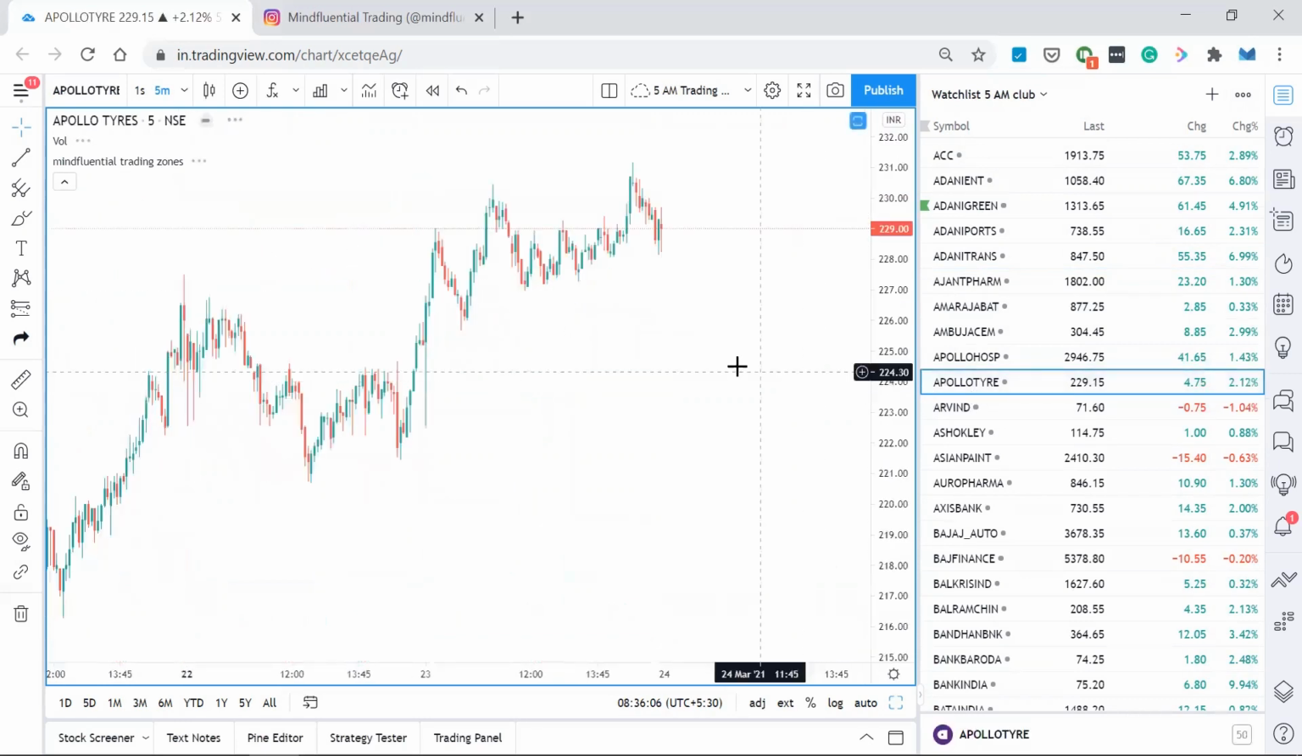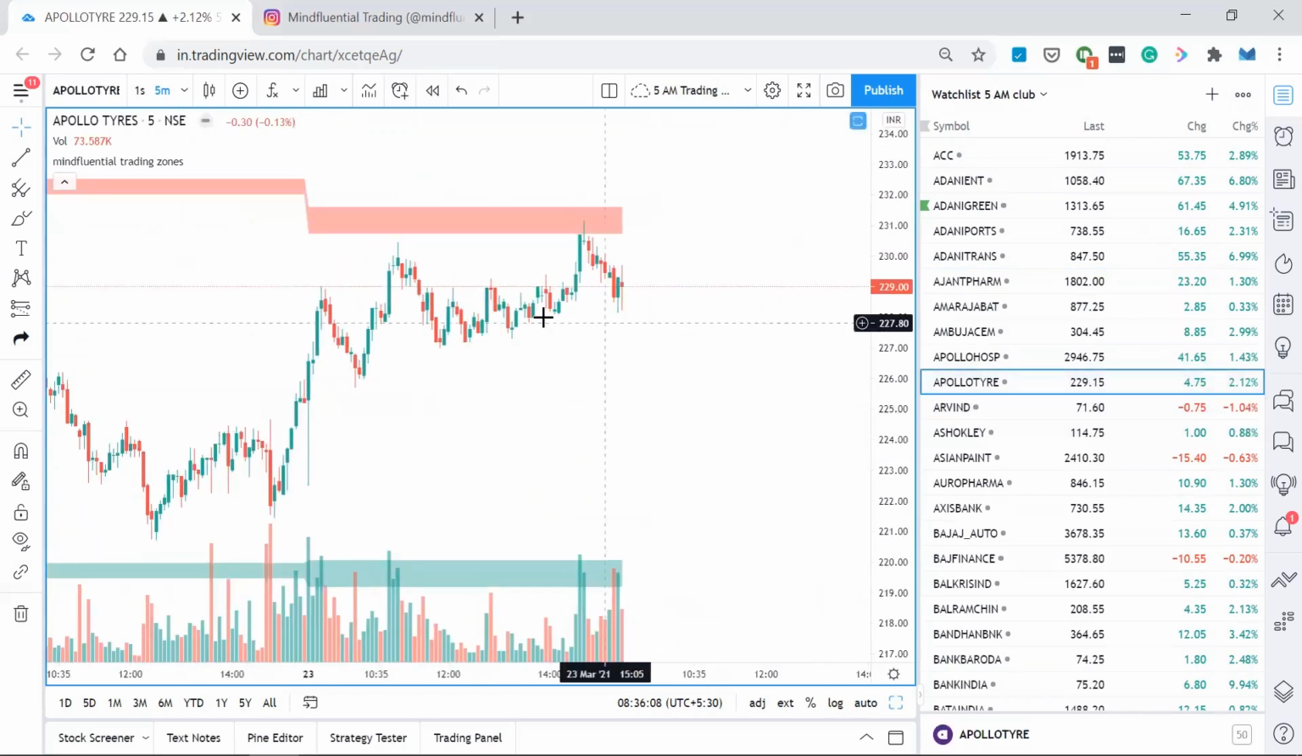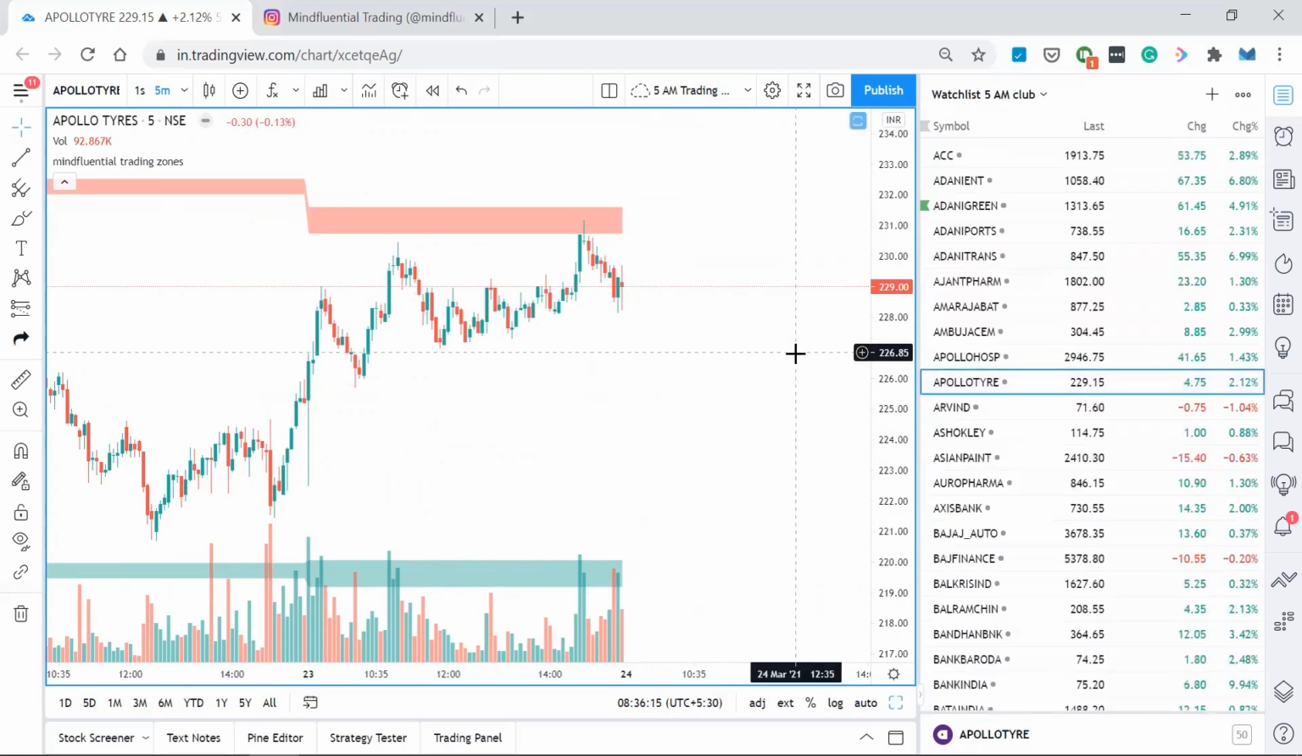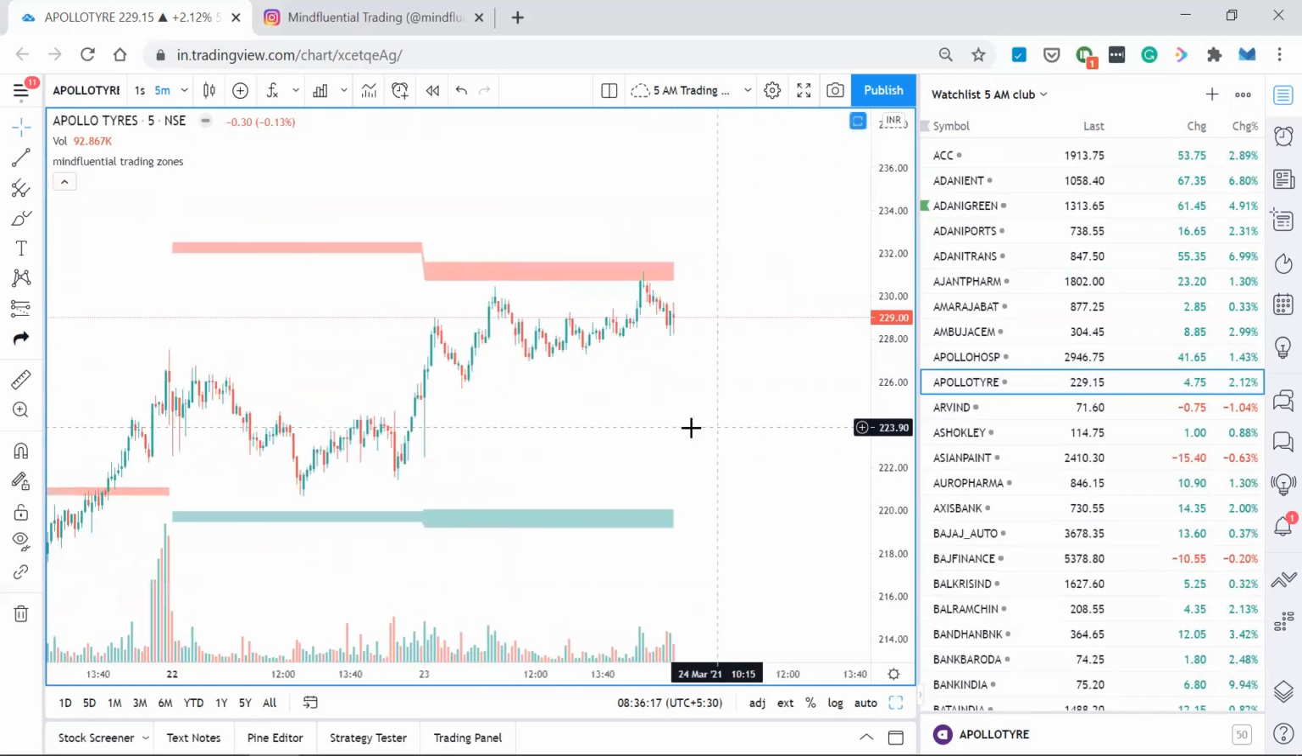See this Apollo Tyres, I haven't marked it. Here, Apollo Tyres, whenever it touches, it's facing the resistance. Like that, you can find many stocks which work. So make use of it, and that's it.